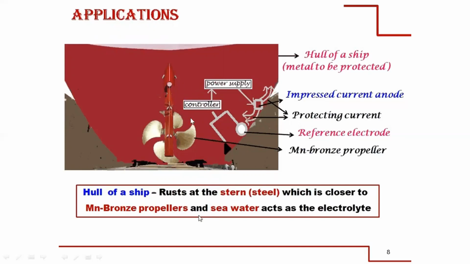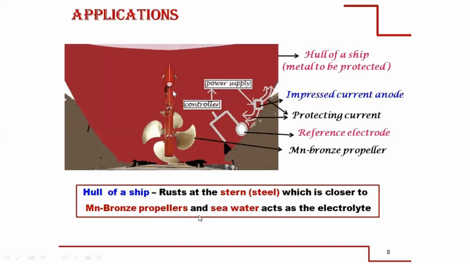The stern is placed on the backside of the ship, and manganese bronze propellers are also placed at the backside of the ship. Propellers need to be very strong, so manganese bronze alloys are used. These manganese bronze alloys are in contact with steel, which is the body of the ship. So you see manganese bronze is connected with steel.